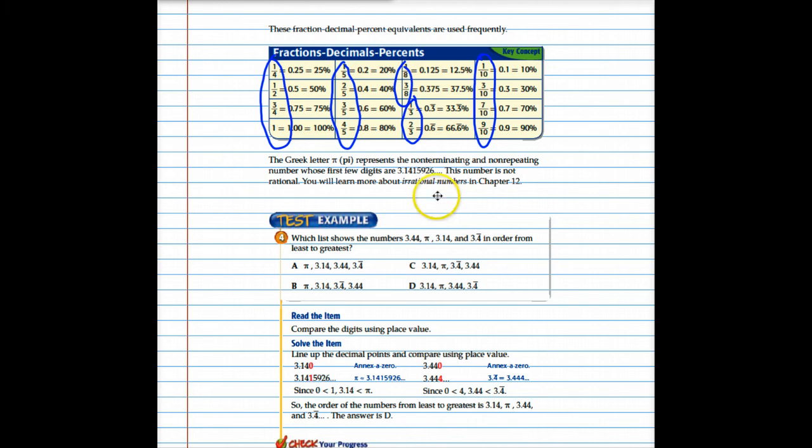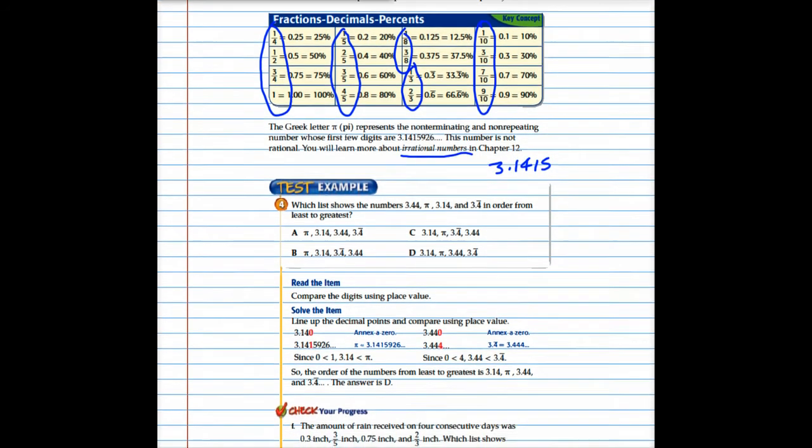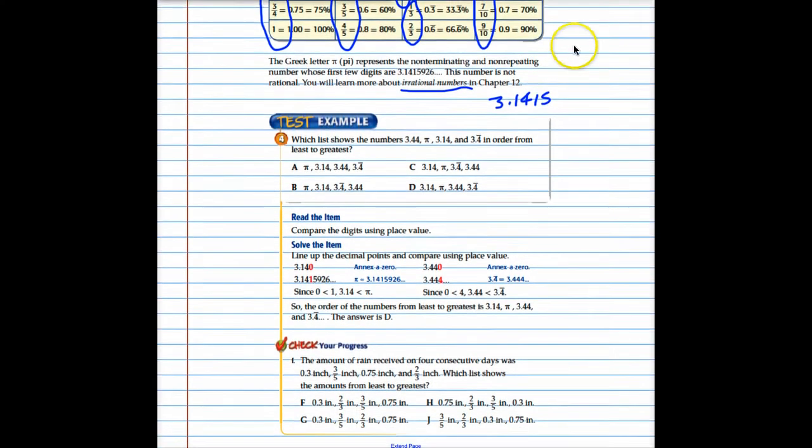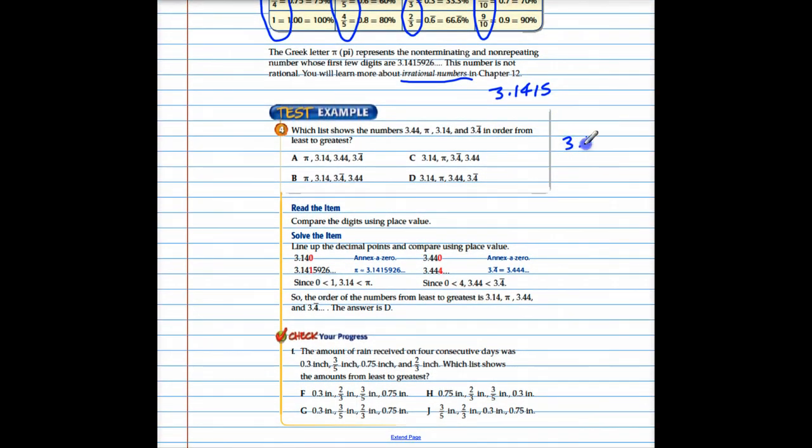Pi is the ratio of circumference to diameter. These are the first few digits. They've done pi to thousands and thousands of digits. This is an irrational number because it never terminates. We're going to use it in our comparisons down here. We're going to use 3.1415 because that's about all we need. So we're going to take 3.1415 and use that for pi. We're going to take 3.14. We're going to take 3.44. And 3 with a bar over it means 3.4444, and so on.